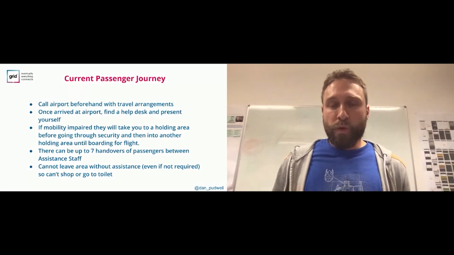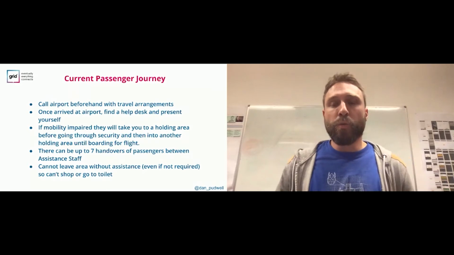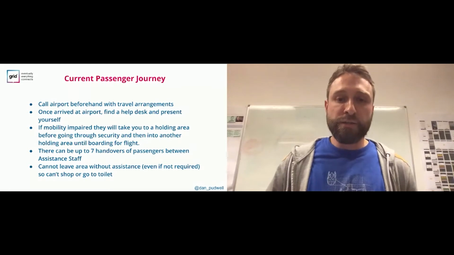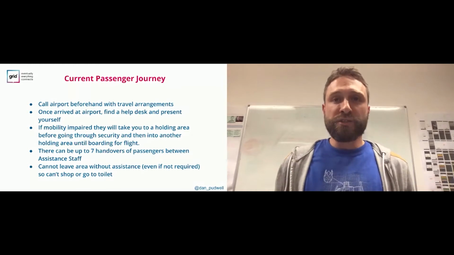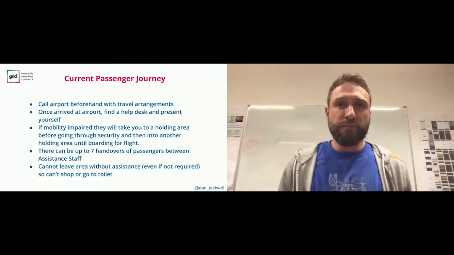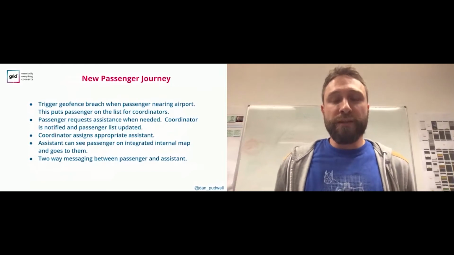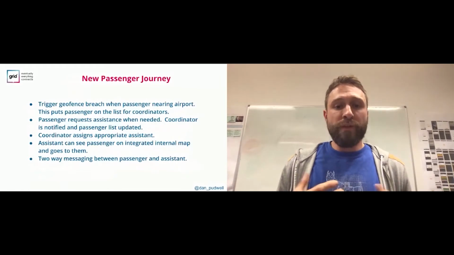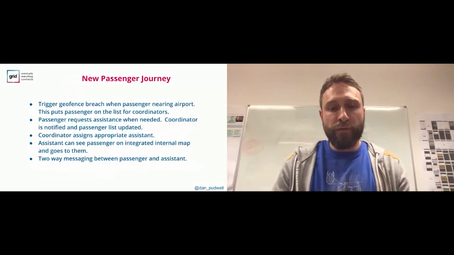So what this ADAPT project did was give the control back to the passenger. As they were approaching the airport, a geofence was triggered that would send a notification to the airport to tell them, this passenger is on their way and they're going to need a certain type of assistance. Once the passenger has done that, they're on that list. The coordinators are aware of them, but they don't need to do anything at that point because no assistance is required. When they do need assistance, they can just tap the button on their app.